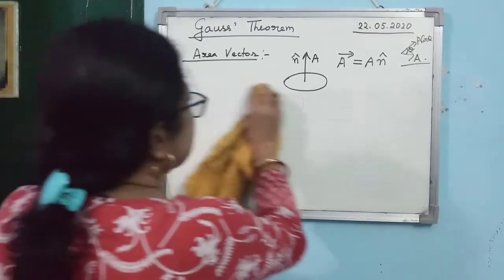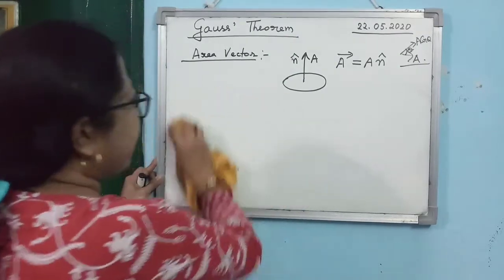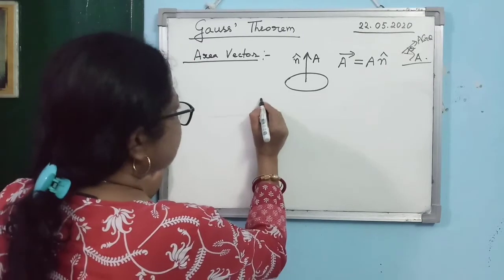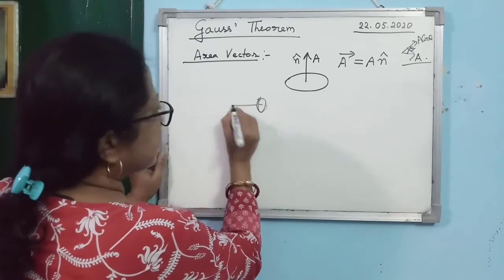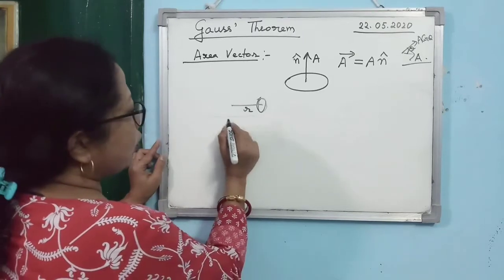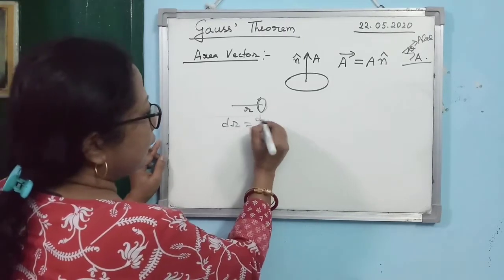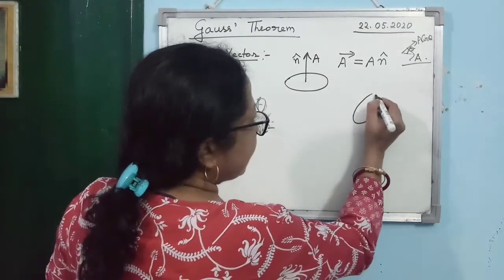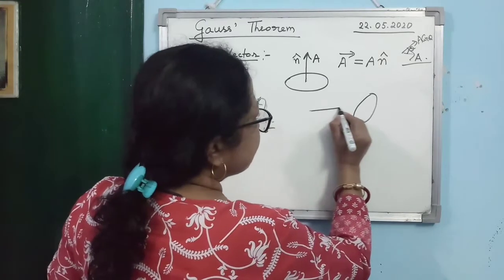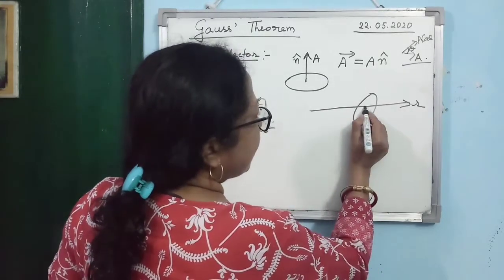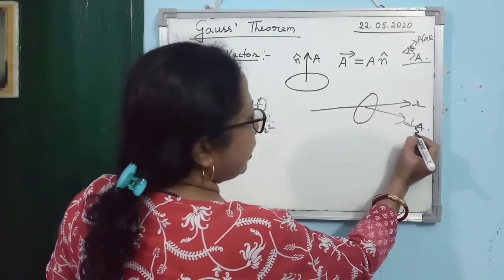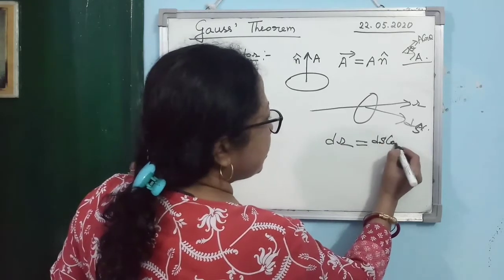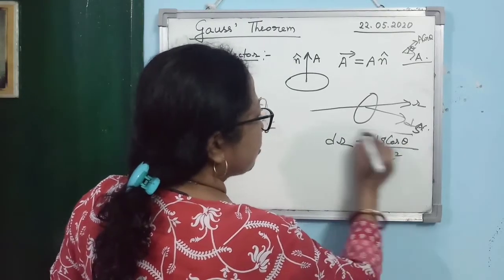What is the concept you have to remember? When the surface is like this, and this is r, they are like this, then the solid angle will be ds by r square. But when the surface is like this, whereas this is the position of r and this is ds, then the expression for solid angle will be ds cos theta by r square.